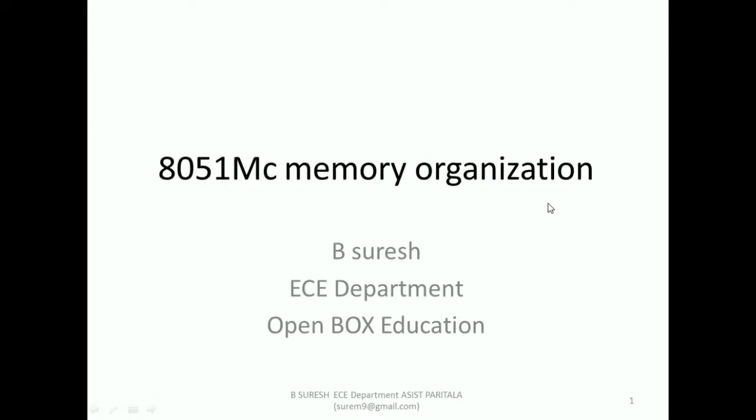Hello, today I am going to explain about 8051 microcontroller memory organization. My name is Suresh Bojja, Department of ECE.